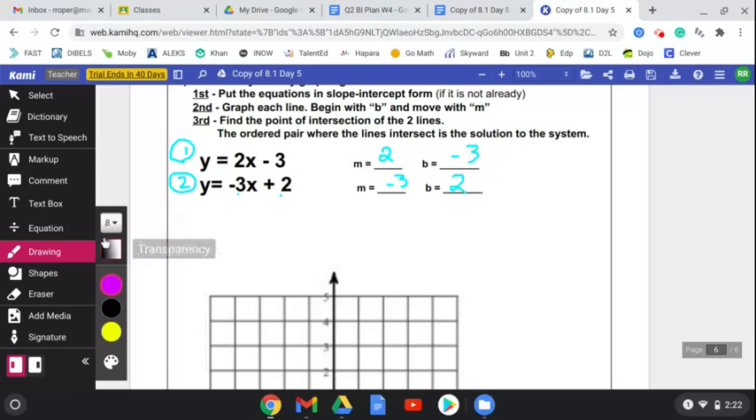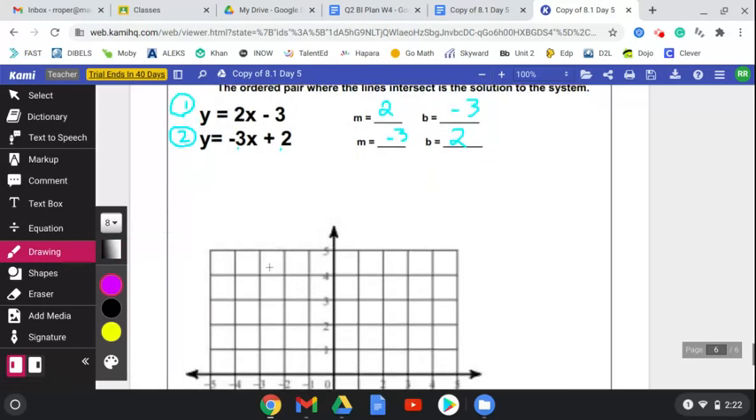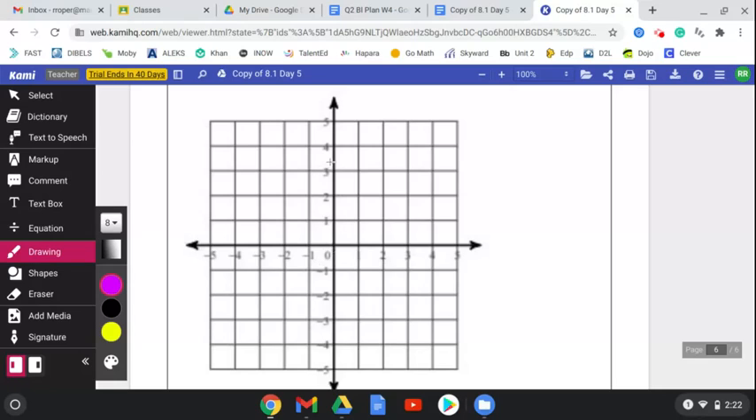So I'll change my thickness over here to 8 so I can put a dot on -3. Here's the y-axis, right? This is the x-axis. This is the y-axis. So -3 is -1, -2, -3. I put a dot right there. Now that's where I begin. Then I move with m.